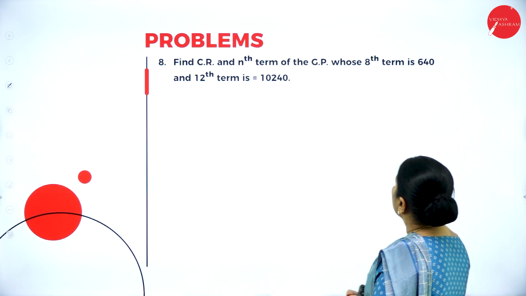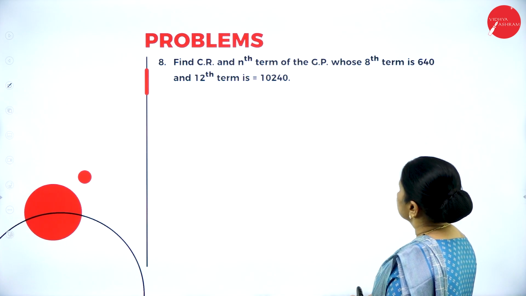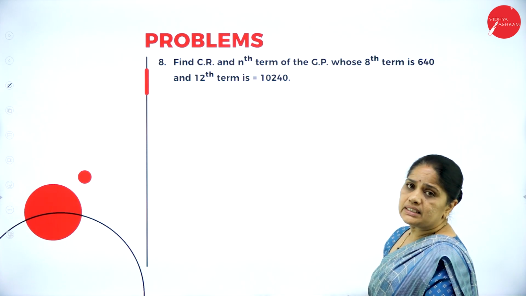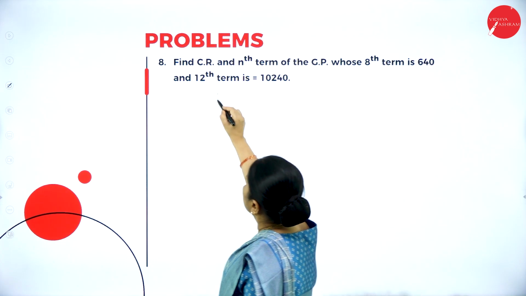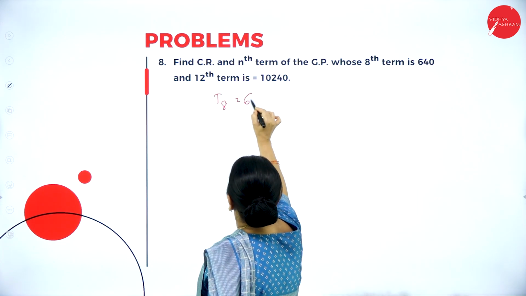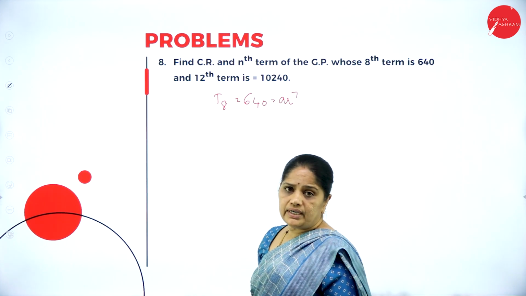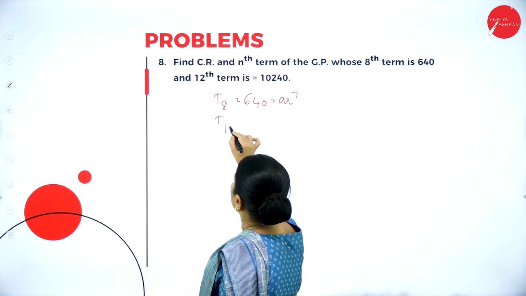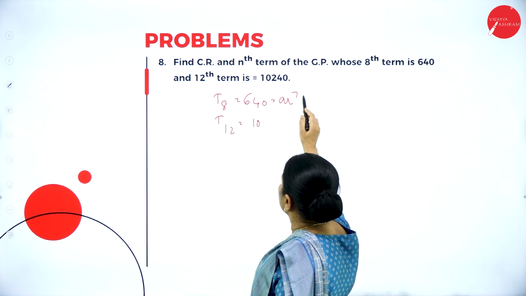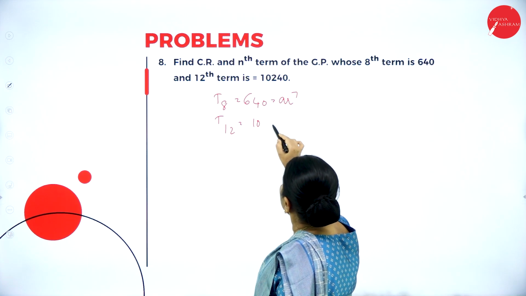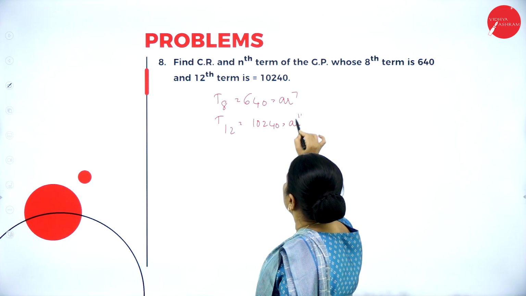Find the CR and the nth term of the GP, whose 8th term is 640 and the 12th term is 10,240. So T8 equals 640, that is AR to the power 7. T12 equals 10,240 equals AR to the power 11.